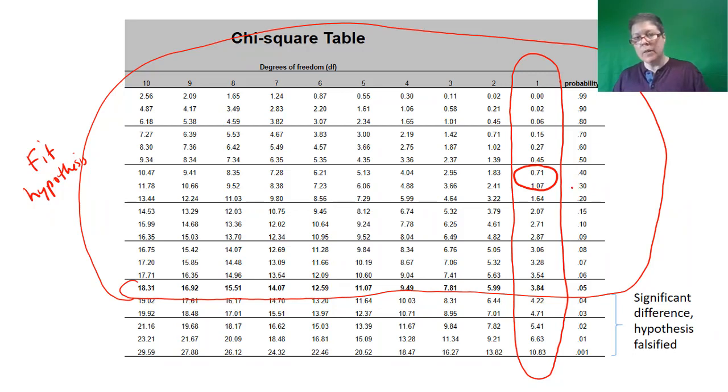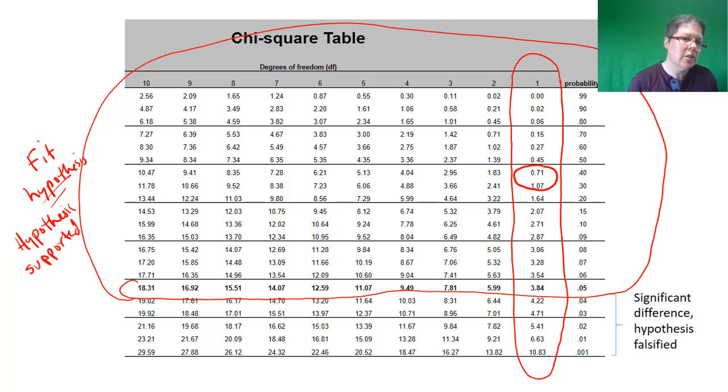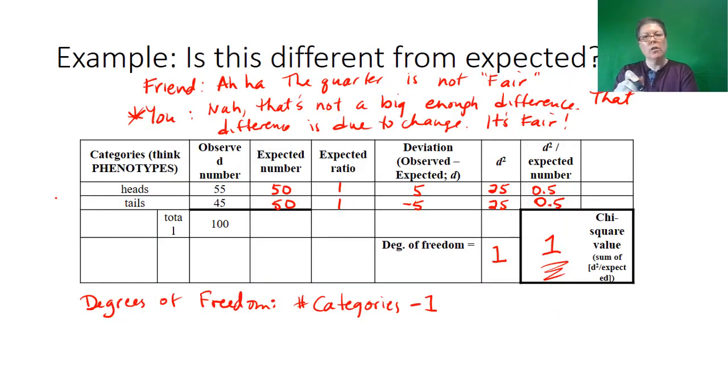Okay, so we can say to our friend, haha, that difference between what we expected and what we saw was just due to chance. Hypothesis is supported. Your hypothesis. You have to be clear on which hypothesis you're checking. Right, so here our hypothesis is that the quarter is fair. We would expect a 50-50.